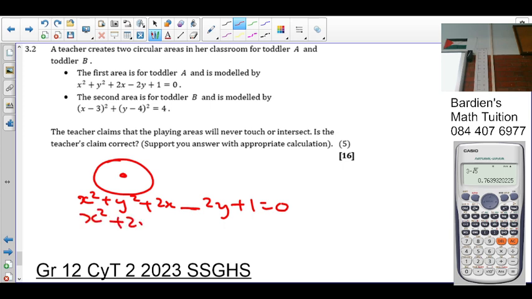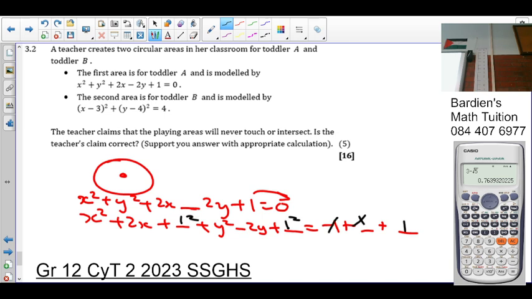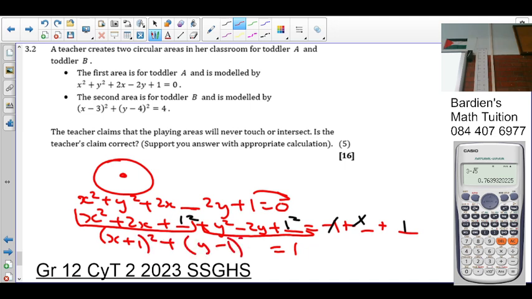So it's x squared, I'm going to complete the square, plus a number, plus y squared minus 2y plus the second number is equal to minus 1 plus the first number plus the second number. The number in question is 1 squared, so 1 and 1. That cancels, leaving us with 1. It's your perfect square trinomial here. So it's going to be x plus 1 squared plus y minus 1 squared. So the center of circle A is going to be (-1, 1) with a radius of 1.